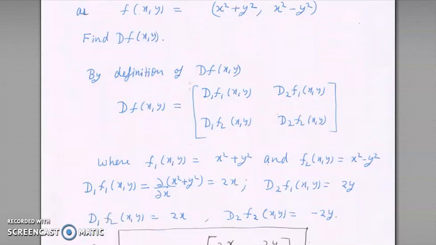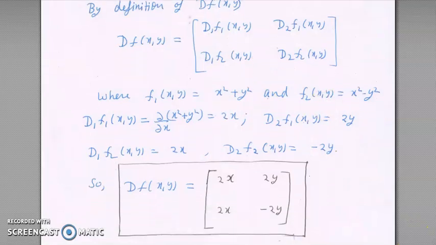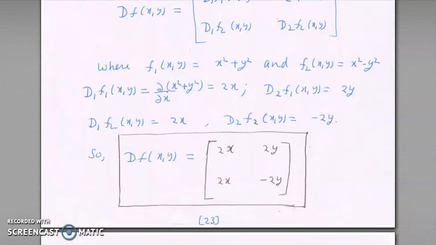Now d1 f1(x,y) is the first partial derivative, so ∂/∂x of x² + y², that is 2x. Similarly, d2 f1(x,y) is the derivative with respect to y, so its value is 2y. Similarly, d1 f2(x,y) is 2x and d2 f2(x,y) is −2y. So putting all these values in the matrix, df(x,y) is equal to [2x, 2y; 2x, −2y]. So this is the Jacobian matrix.